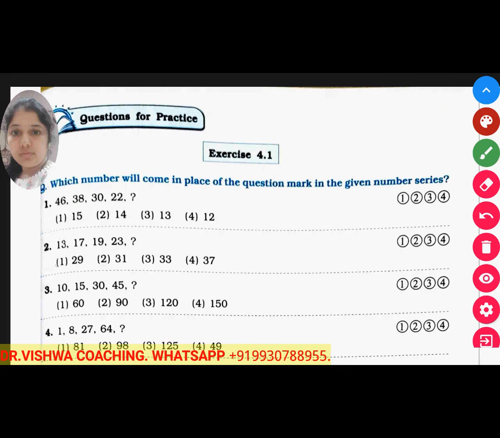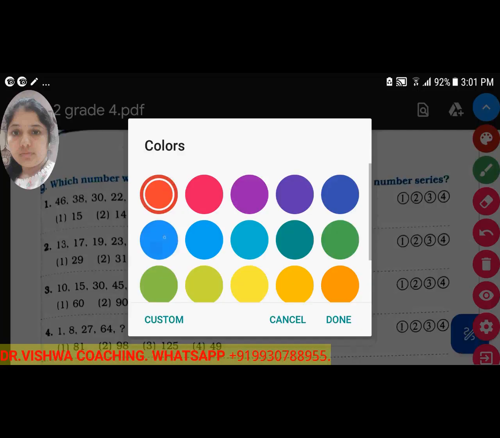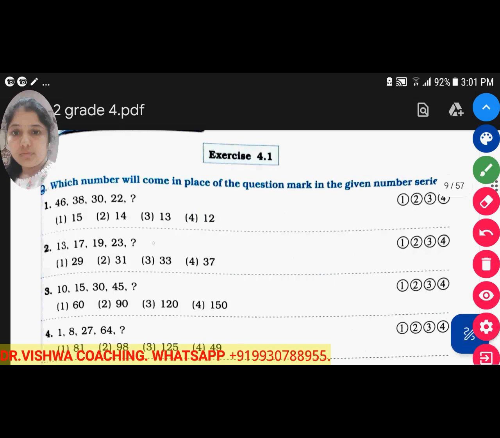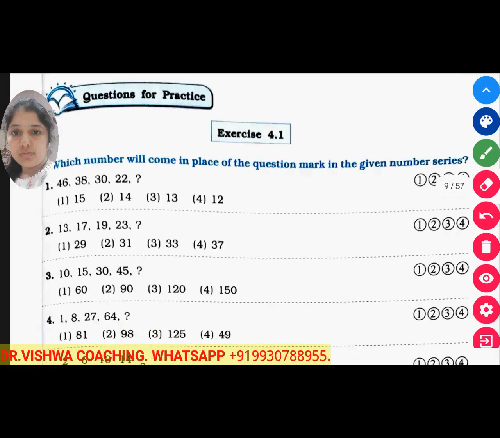Again the next one is the same. There is a difference of a constant number and you have to add that difference, whether it is true or false. No, not like the previous one. Now see carefully the question: 13, 17, 19, 23. Here is a gap of 4, here is a gap of 2, here is a gap of 4. So this is not a pattern like this.